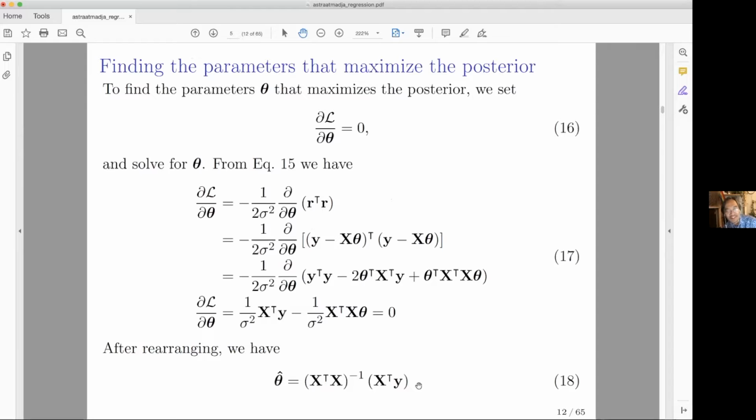So now let's try to solve the log posterior. That's how you do it. And we have this expression for our estimate of the parameters. Now I'm going to put a hat here. Like before, a hat means an estimate. It's not the true value. So it's just the inverse matrix of this times this.